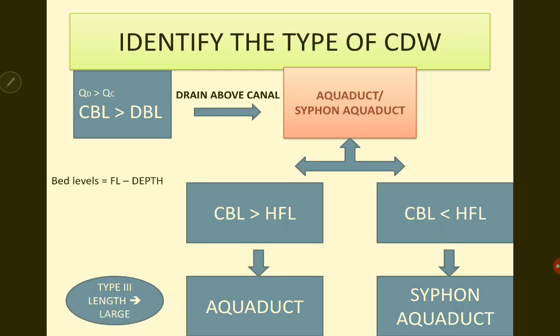So whenever there is a cross drainage work, the first thing is to identify the type of cross drainage work. As you may know, there are 3 cross drainage works possible: aqueducts and siphon aqueducts, super passages and canal siphons, and then the level crossings and inlet outlet arrangements. Out of this, which one is to be provided? That is the first question to be answered.